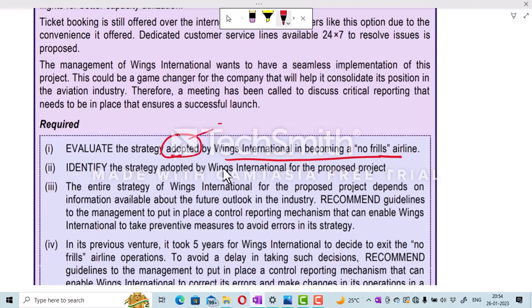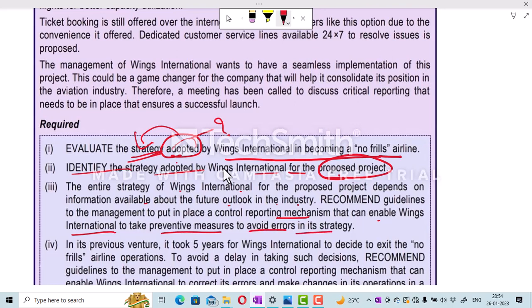Since we need to evaluate and identify what strategy it is, we have to find the strategy adopted by Wings International for the proposed project. Already they are following one, adopted one. We need to find that strategy, and the proposed strategy also we need to find. Next, the entire strategy of Wings International for the proposed project depends on information available about the future outlook in the industry. Recommend guidelines to the management to place in control reporting mechanism that can enable Wings International to take preventive measures to avoid errors in the strategy.